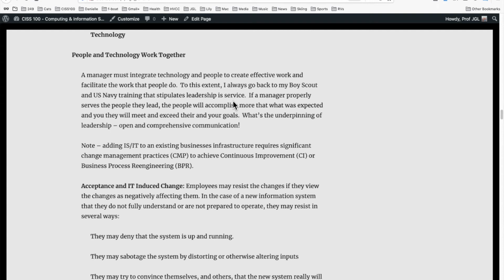People should be able to wayfind. They should be able to navigate. It should be self-evident. And that's what we strive for in information system user experience or user interface design.